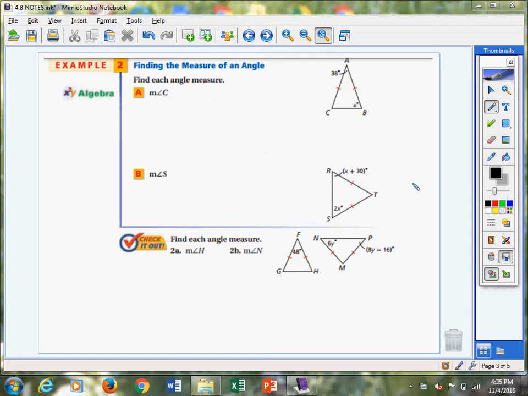In section 4.8, example 2, we're working with isosceles triangles. We learned some really cool theorems, the isosceles triangle theorem, as well as the converse of the isosceles triangle theorem. And now we're going to apply some algebra.